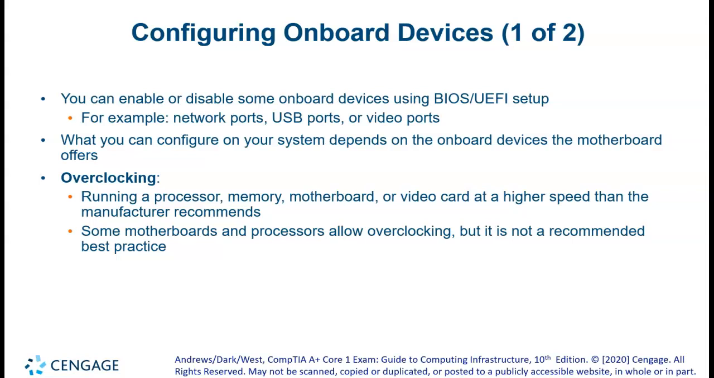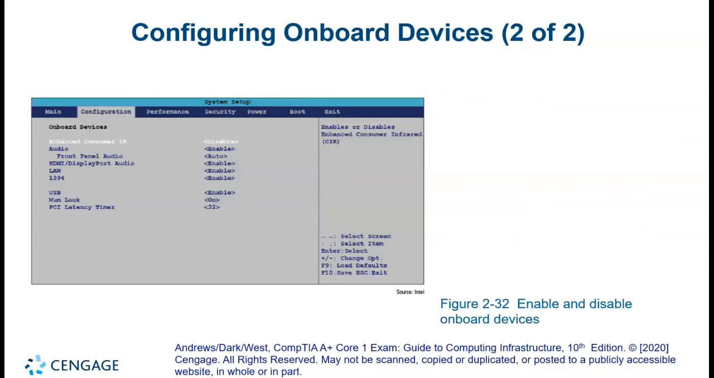Overclocking: running a processor, memory, motherboard, or video card at a higher speed than the manufacturer recommends. Some motherboards and processors allow overclocking, but it's not recommended, right? Because it will decrease the lifespan of your PC, and it voids the manufacturer's warranty. You know, usually gamers like to do this. It'll get the PC really hot also. You can enable and disable onboard devices like video, the LAN, the HDMI port, etc.